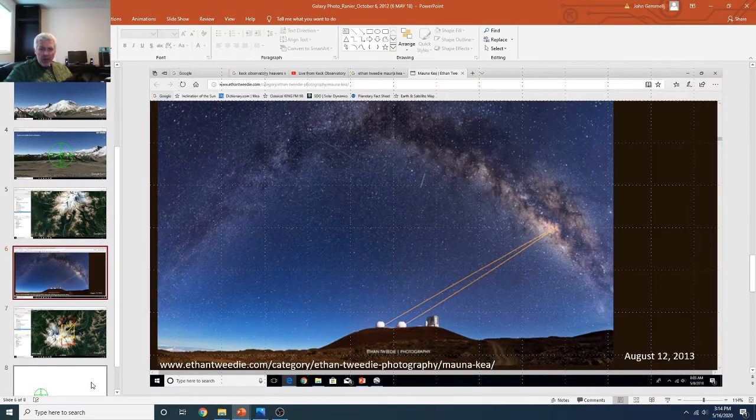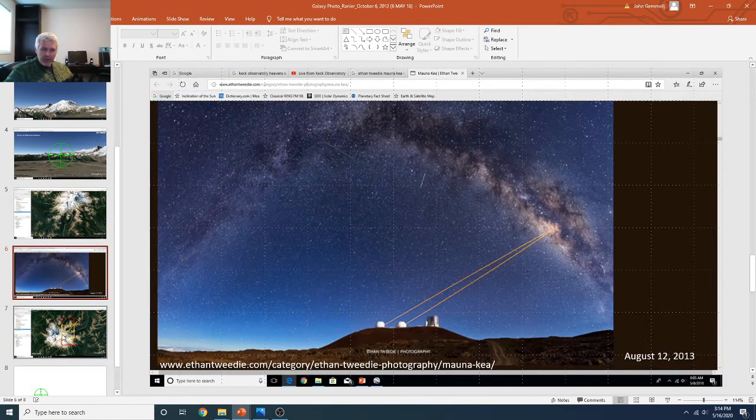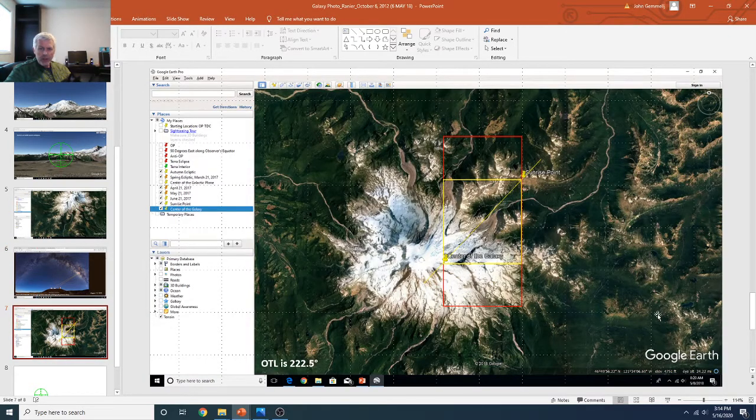And go to the next slide down. Okay, well, I didn't really use this stuff here. This is a photograph from Ethan Tweedy. Yeah, I didn't use that one. Okay, but you can see they're using lasers to... This is at this facility. Forget where it was, Hawaii or something. Mauna Kea.